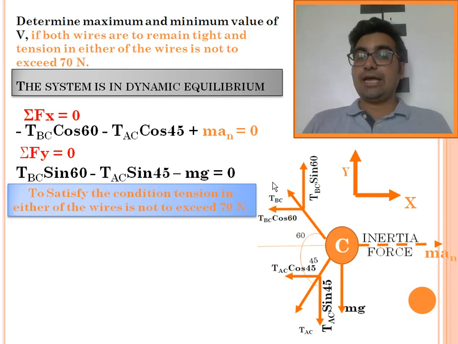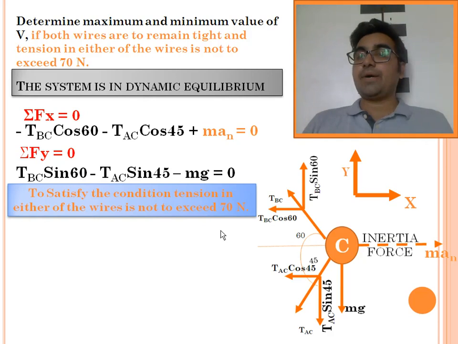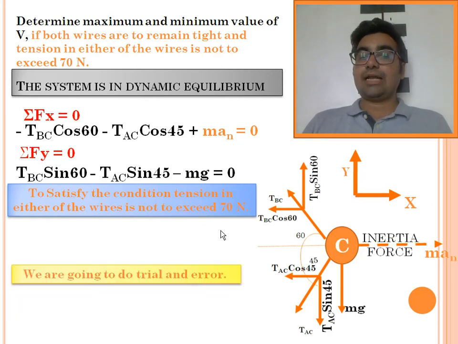We are going to check when I apply TAC equals 70 Newton whether TBC is also following this condition or not, and again we are going to check when I apply TBC equals 70 Newton whether TAC is following the condition or not. Now what is the condition? That none of the wires must have tension greater than 70 Newton. So let's follow a trial and error approach.